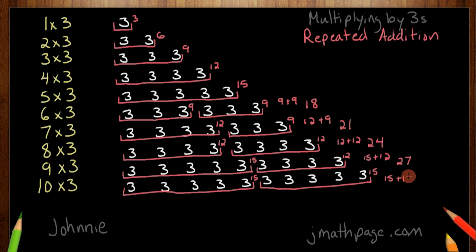15 and 15 more. 10 and 10 is 20. 5 and 5 is 10. 20 and 10 is 30. So now I've done all my multiples. Let's look at them for a moment.